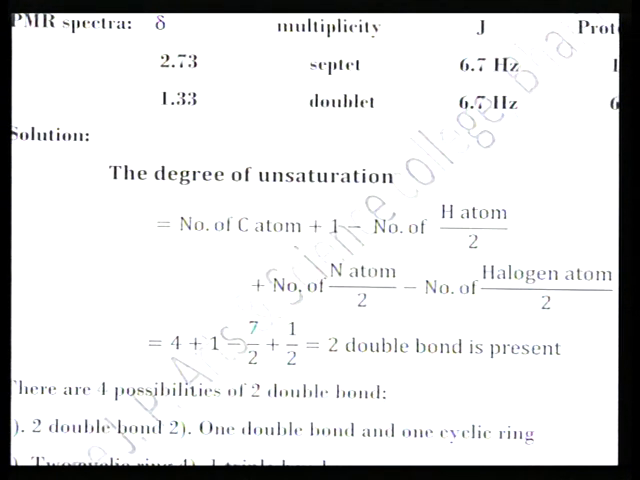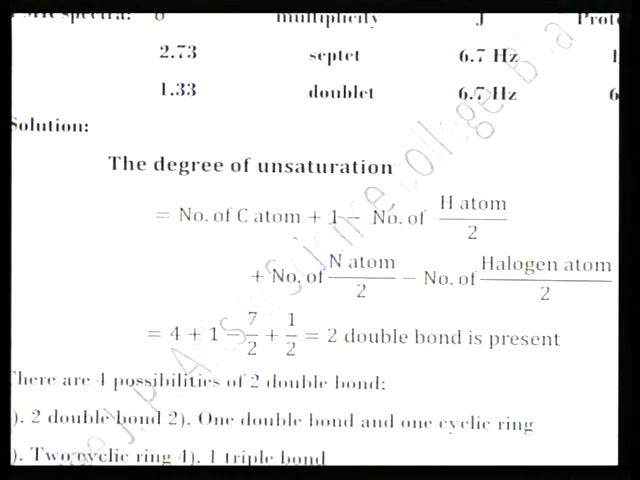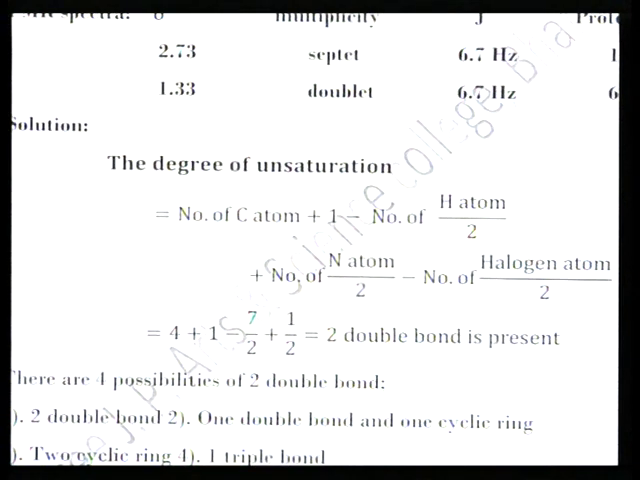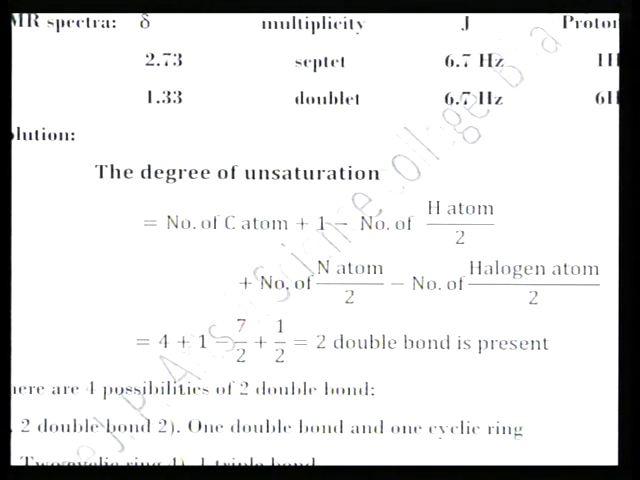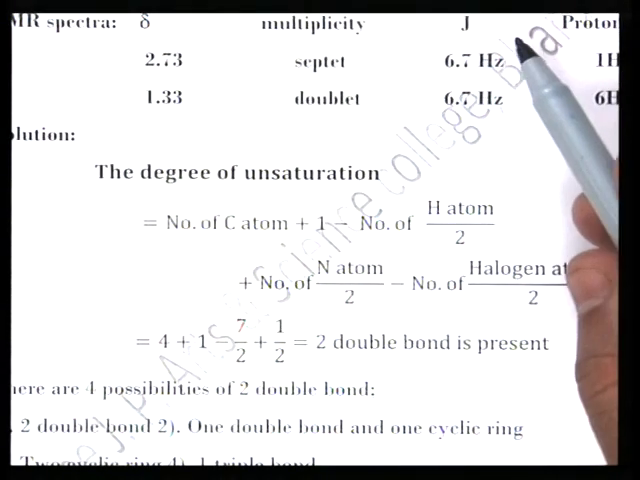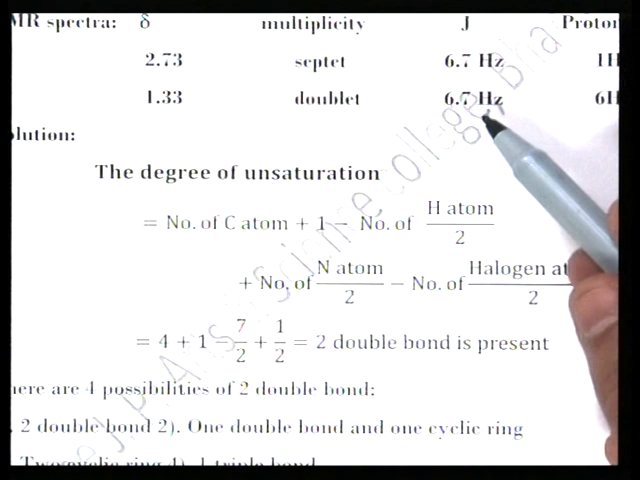Now, looking at the PMR spectrum, two signals are there and the multiplicity is septet and doublet. Whenever a septet and doublet combination is there, there is a probability of an isopropyl group, and it is also supported by the identical J value.